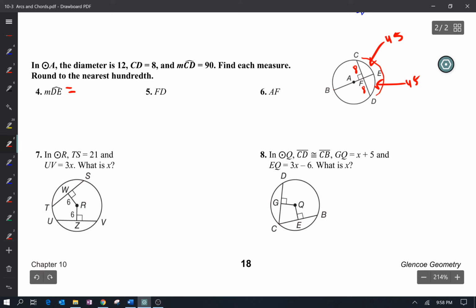Do we know DE? Yes, because CD was the chord that got bisected, right? We know it's going to bisect it, and it also bisects the arc. The whole arc is 90, so DE is 45 degrees, right? FD is 8. That's easy. Now we're going to get to the hard part, AF.